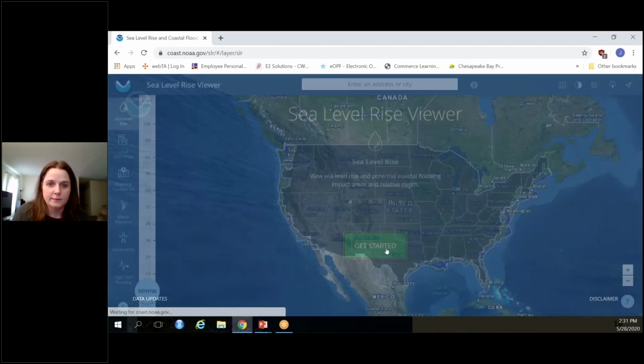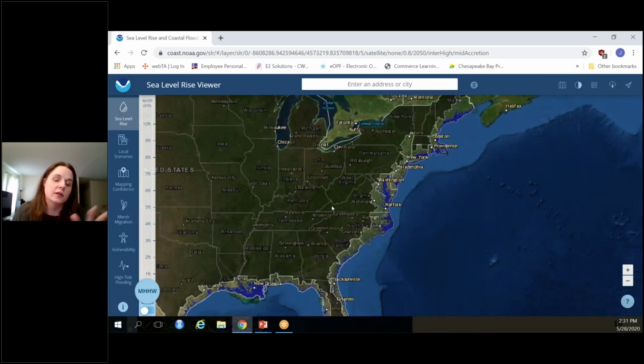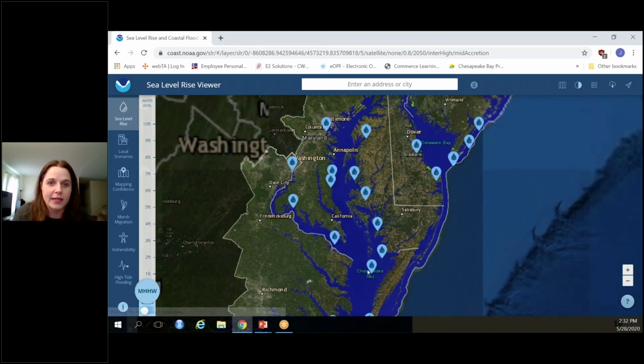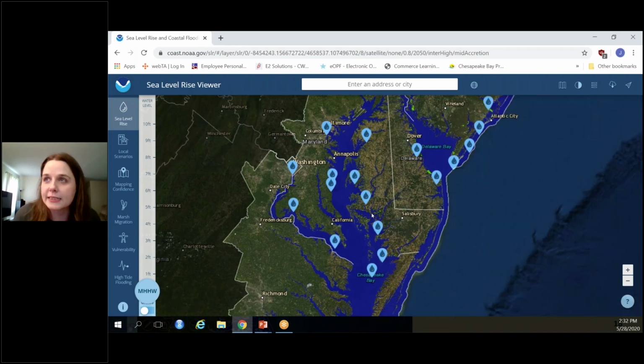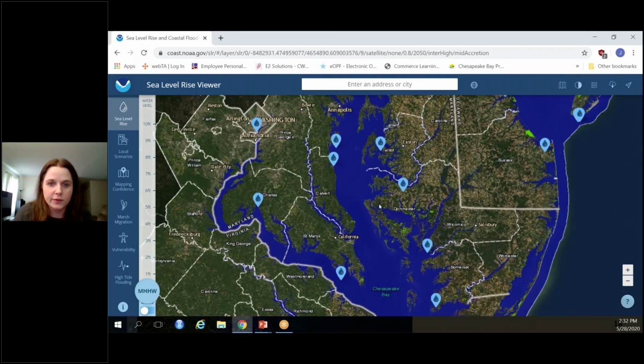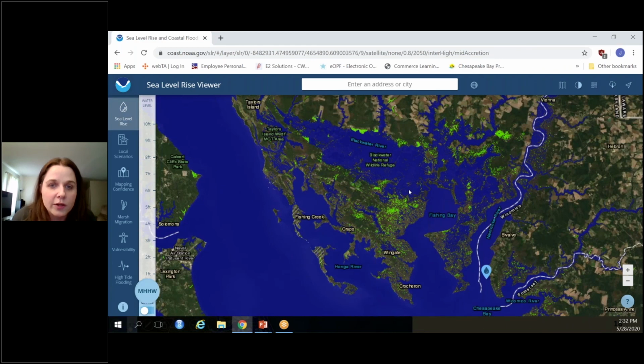All right, good. So we're going to zoom in. You can look nationally at the sea level rise trends. We're going to zoom in here to Chesapeake Bay, and hopefully everyone can see that all right. And so here we'll zoom in. This is the Blackwater National Wildlife Refuge. This is very important habitat for different bird species and different fish.